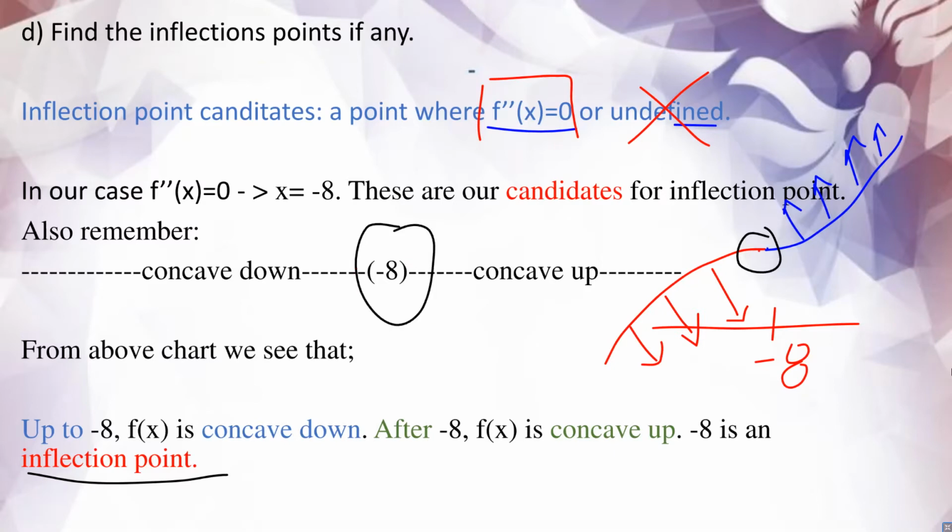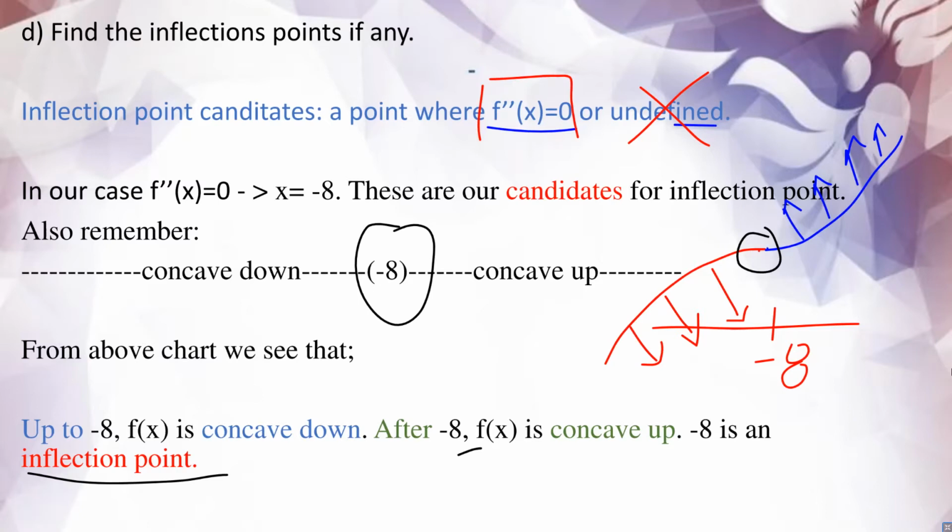I found that it's minus 8. I had only one candidate for an inflection point, a number that makes the second derivative 0. It's minus 8. And I checked if the concavity changes around it. Yes, it changes. Before minus 8 it is concave down, then after minus 8 it is concave up. So this point, minus 8, is an inflection point. That's it. That's our subject. I will solve one more question. Okay? Again, it will be exactly the same type of question.